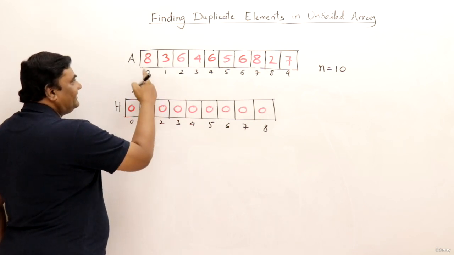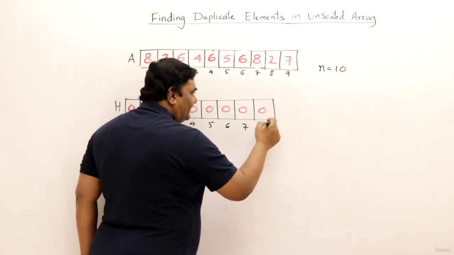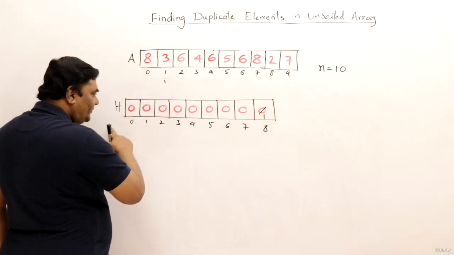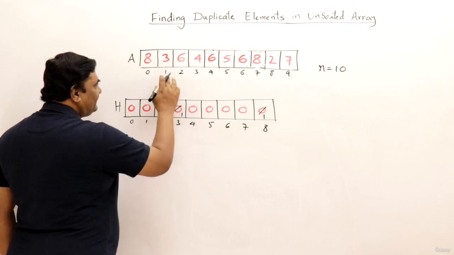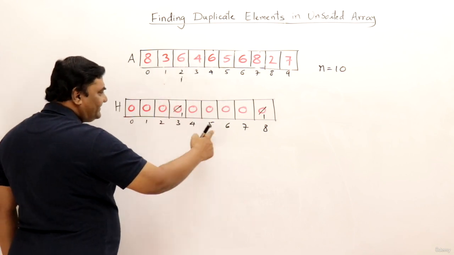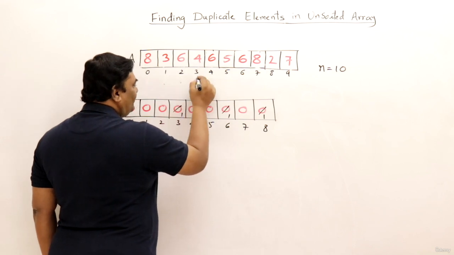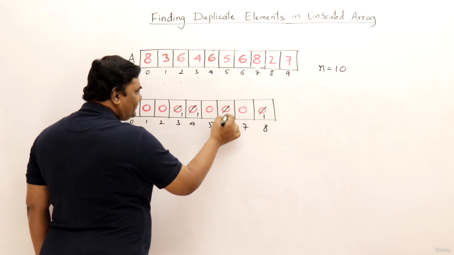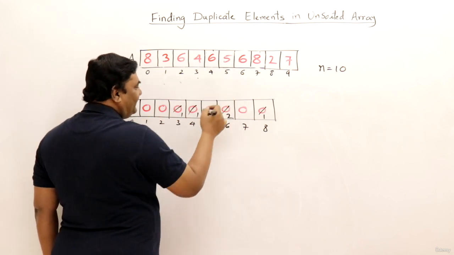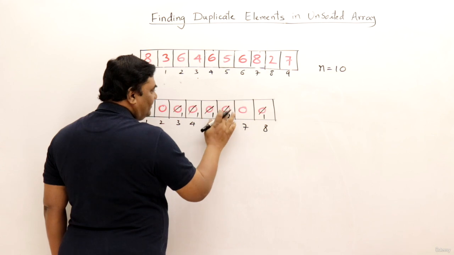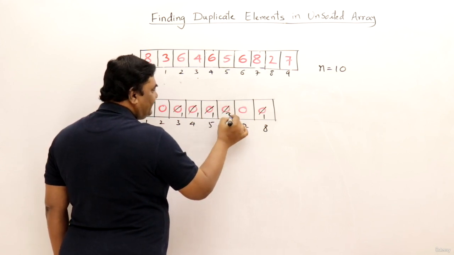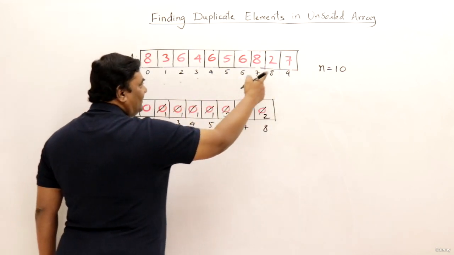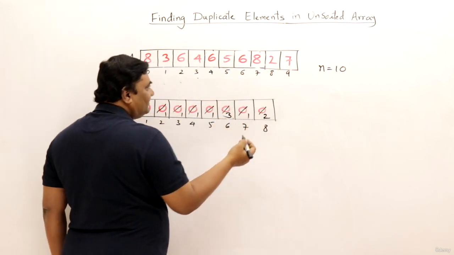Start from the first element, 8. Go to index 8 here and increment it. Then move to the next element, 3. So go to index 3 here, and increment it. And 6, go to index 6, increment it. 4, increment it. 6 again, so 6 should be made as 2, I'll overwrite it. Then 5 is 1. Then 6, I will overwrite this one. This is 3. Then 8, this is 2. Then 2, this is 1. And 7, so this is 1.